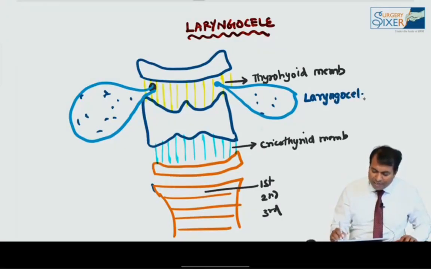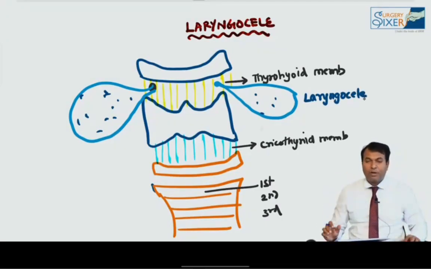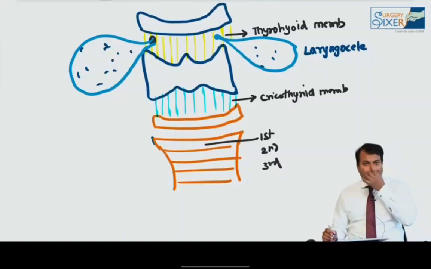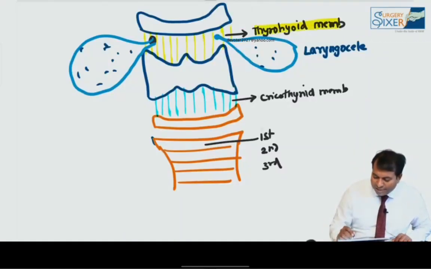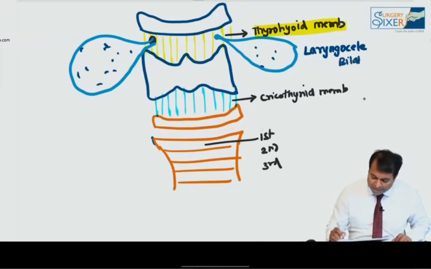So you would have seen some people, when they are speaking itself, you can see some air-filled swelling coming and going. That is laryngocele. So laryngocele is common among trumpet blowers. Please remember, it is a defect in the thyrohyoid membrane. It can be an internal laryngocele or external laryngocele. It is mostly bilaterally seen.